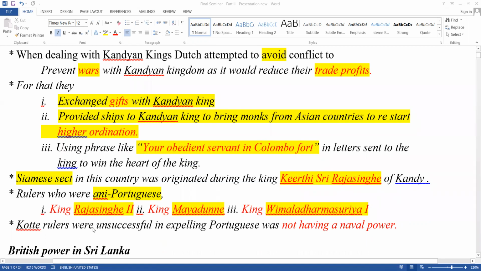So the Kandyan rulers were unsuccessful in expelling the Portuguese because they were not having any naval power. They did not have any ships to attack. From the land only they could attack.